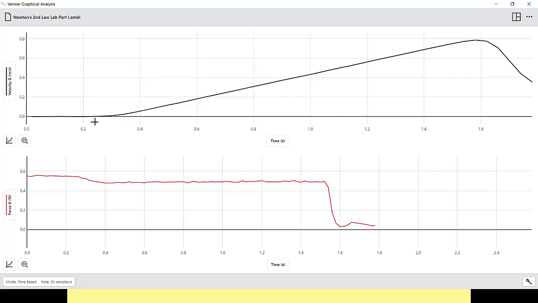Maybe you've hit the collect button, but you haven't let go of the cart right away. That's fine, but it's not part of what we need. We're trying to figure out acceleration. What's happening over here? Well, this is where the cart is coming to rest.